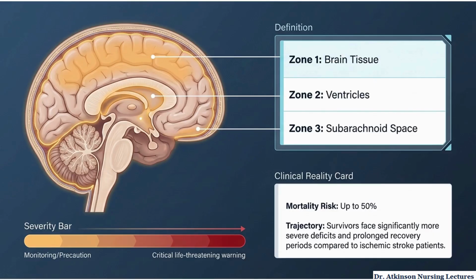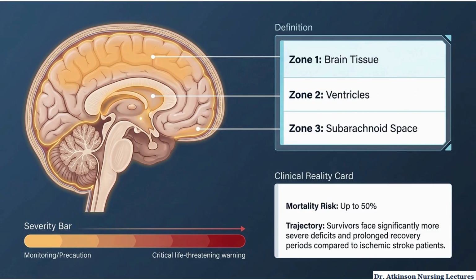Before we get into specific hemorrhagic stroke types, let's quickly orient ourselves to where the bleeding can actually occur. Zone 1 is bleeding directly into the brain tissue itself. That's what we see with intracerebral hemorrhage. Zone 2 involves the ventricles, which are the fluid-filled spaces inside the brain. Blood in the ventricles can obstruct CSF flow and rapidly increase intracranial pressure. And Zone 3 is the subarachnoid space, which is the area between the brain and the surrounding meninges. That's where subarachnoid hemorrhages occur, often from a ruptured aneurysm.